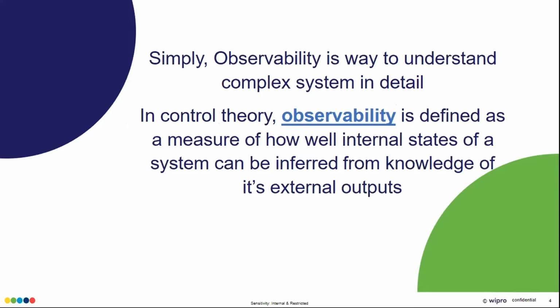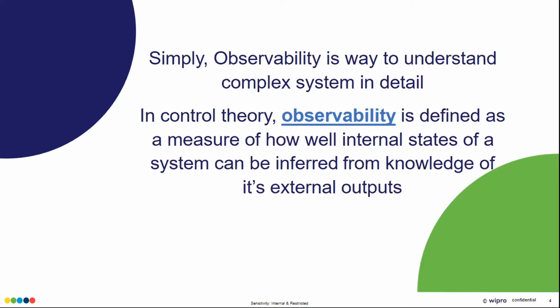If I ask the simple question of defining what observability is, it's a way to understand a complex system in great detail. As per control theory, observability is defined as a measure of how well the internal states of a system can be inferred from the knowledge of its external outputs. This is the classical definition of observability.